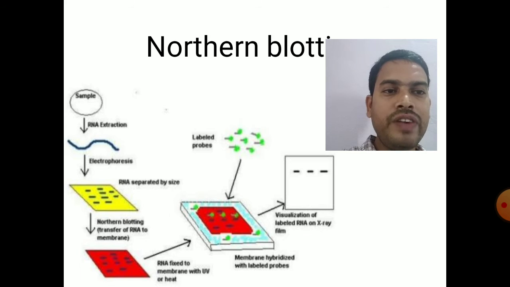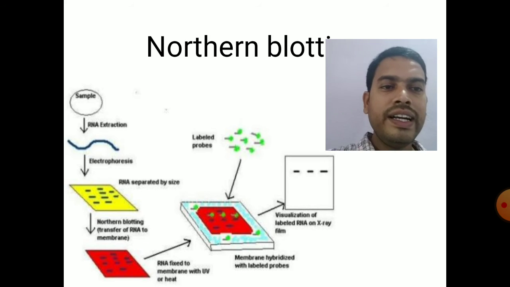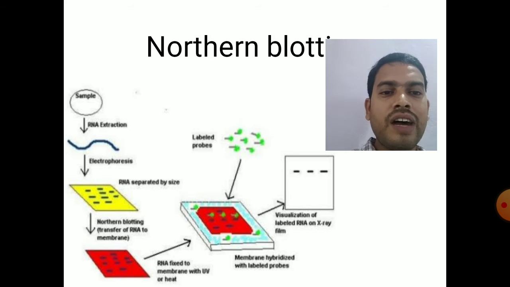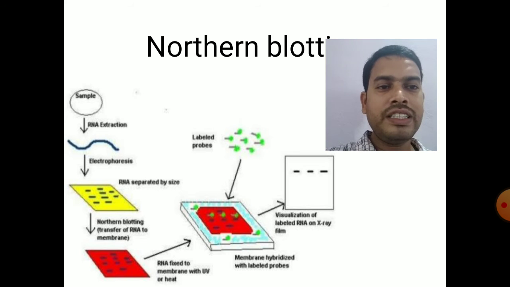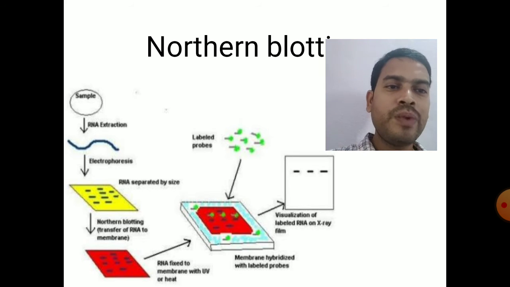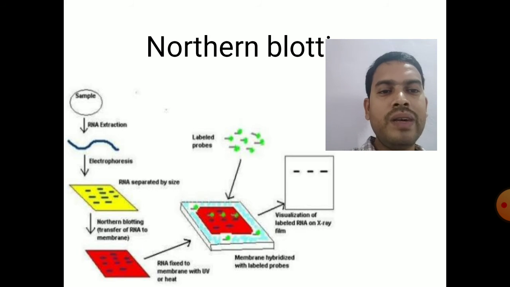So this type of DBM paper is used especially for mRNA because mRNA will bind strongly to this DBM paper. So after electrophoresis, the RNA fragments which are sorted on the agarose gel are transferred onto a DBM paper. After transferring, the membrane is incubated with labeled probes. As I mentioned, it may be an enzyme labeled probe or a radio labeled probe.